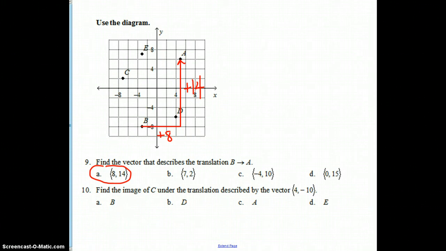Now this one says find the image of the translation by the vector from image of C by (4, -10).